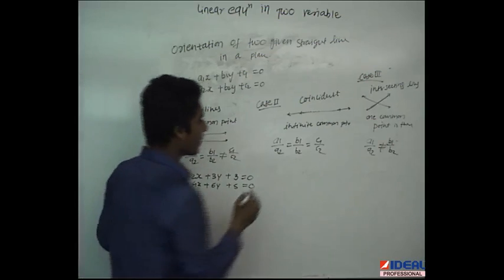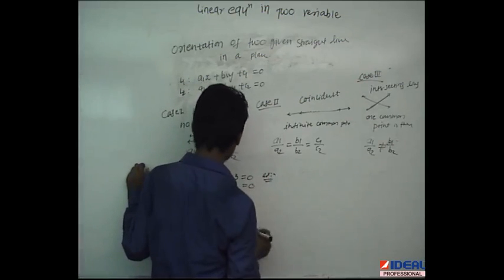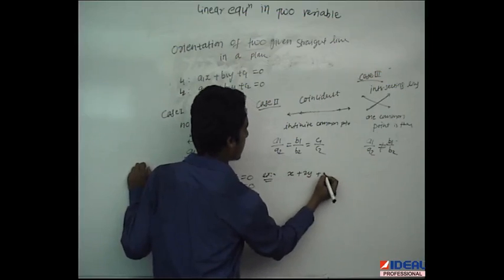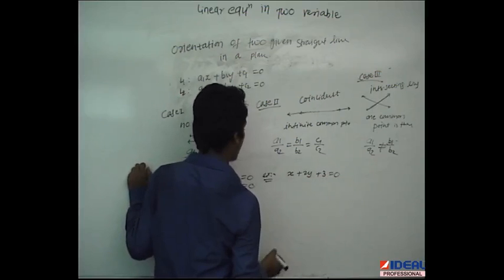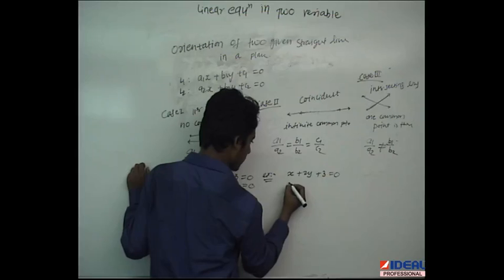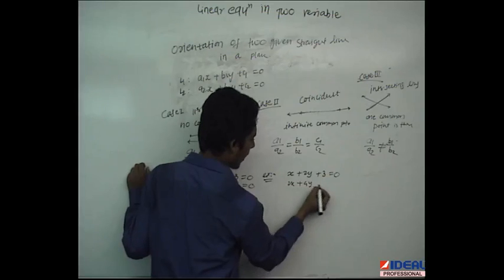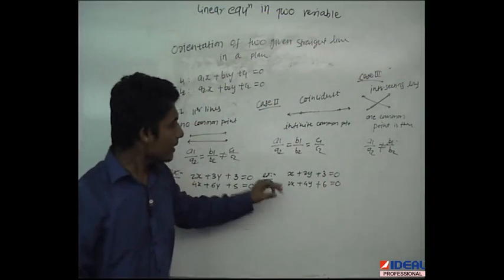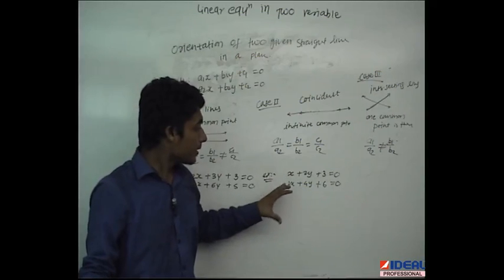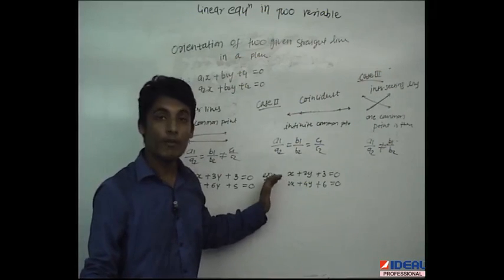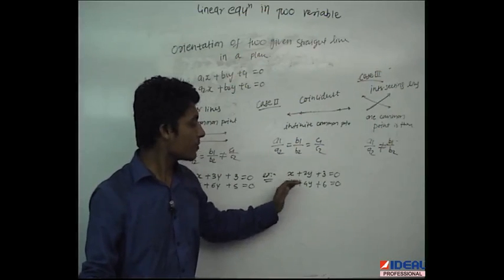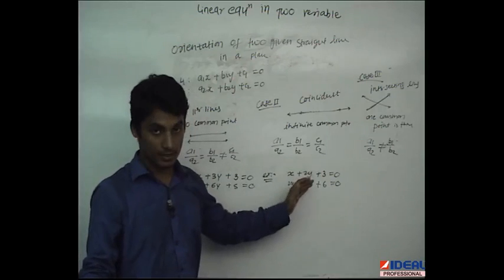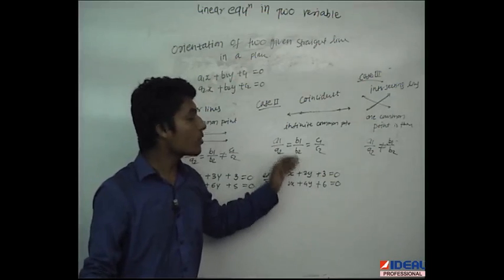So next, an example of coincident lines. x + 2y + 3 = 0 and 2x + 4y + 6 = 0. So in this equation, the ratio of coefficient of the first variable is equal to the ratio of coefficient of the second variable, which is also equal to the ratio of constants. So we can call it coincident lines.